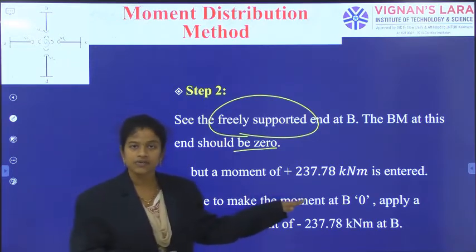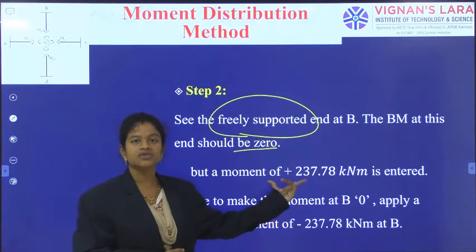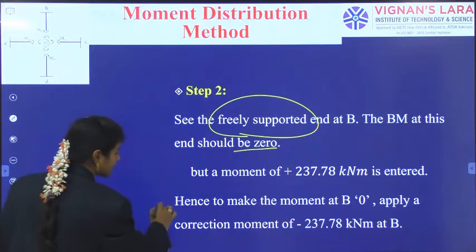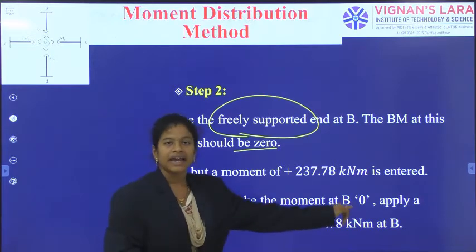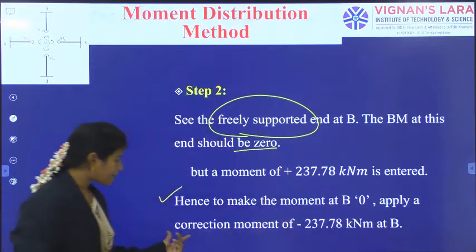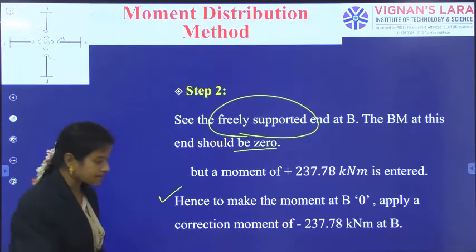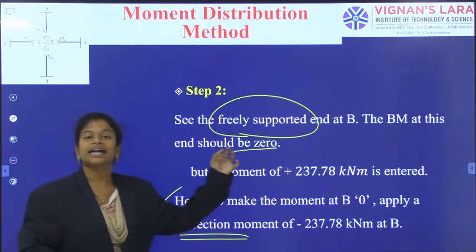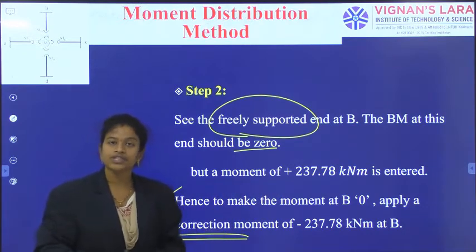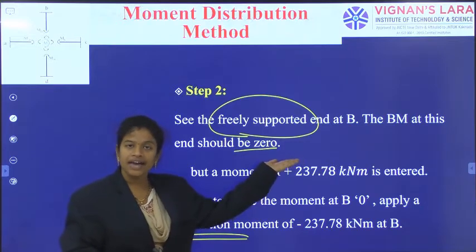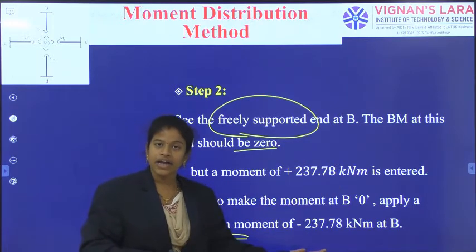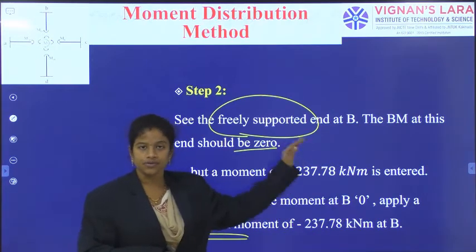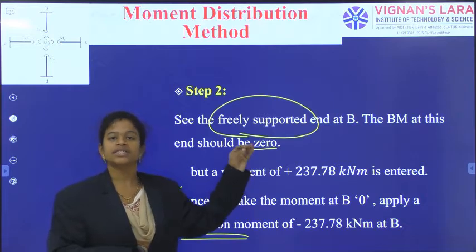To make it equal to 0, I should have to give minus 237.78 at the B joint. So hence, to make the moment at B equal to 0, apply a correction moment. See here, the words you should have to remember. We should have to apply a correction moment at B with the value it is already having, and that much value with opposite sign I should have to give to make this summation equal to 0. So initially it is having something with some sign.